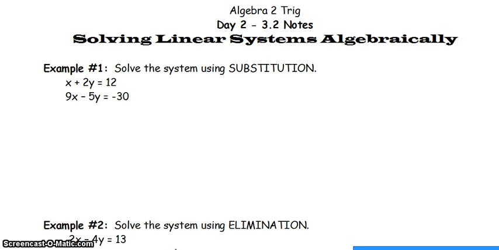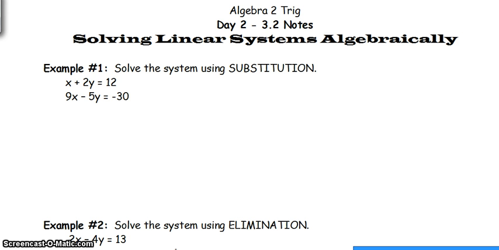This is Mr. Morris. Today we're going to learn how to solve linear systems algebraically. Now, this first example says solve the system using substitution. The key to this problem is finding one of the equations, the top or the bottom, and deciding which one's easiest to solve for x or y.